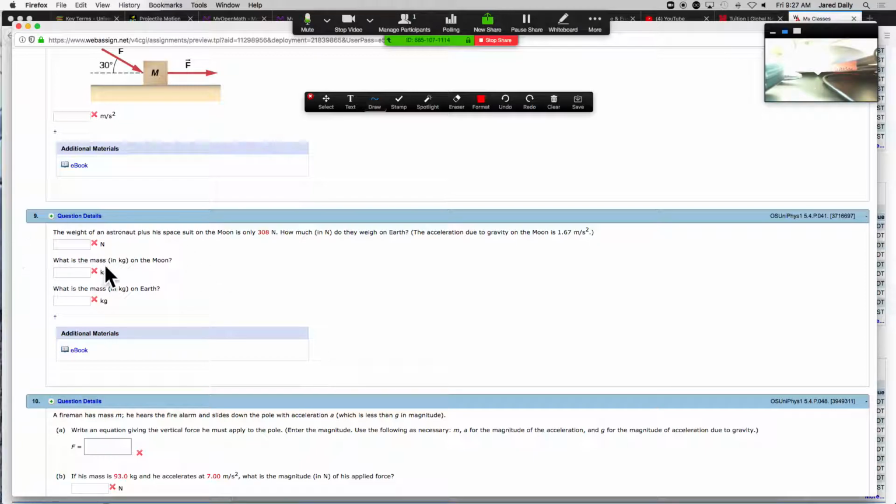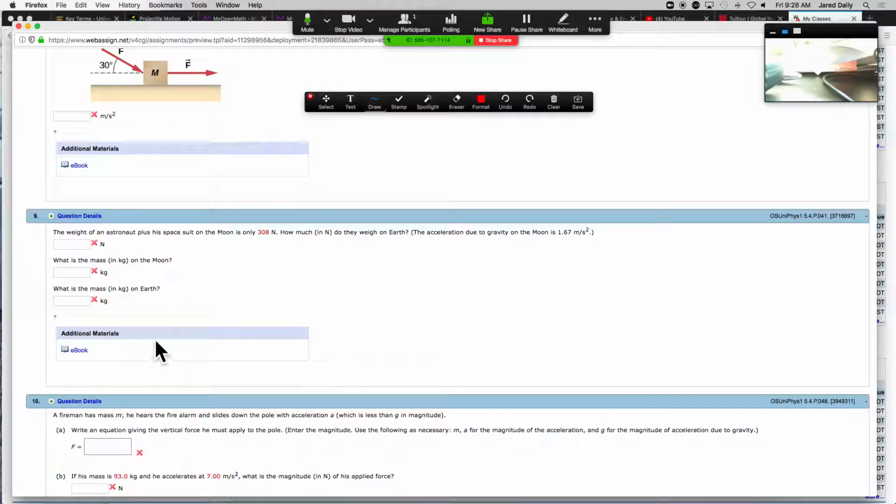So anyway, if you want to know how much they weigh on Earth, you calculate their mass, and then you multiply it by 9.8 instead of 1.6 to get the force they feel on Earth. And then the mass, of course, you already calculated. And then what is the mass on the Earth? That's a trick question, isn't it? If you know the mass of the astronaut on the moon, do you know the mass of the astronaut on the Earth? Does the mass of an object change?